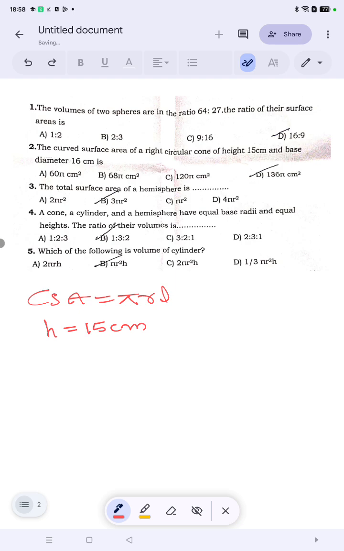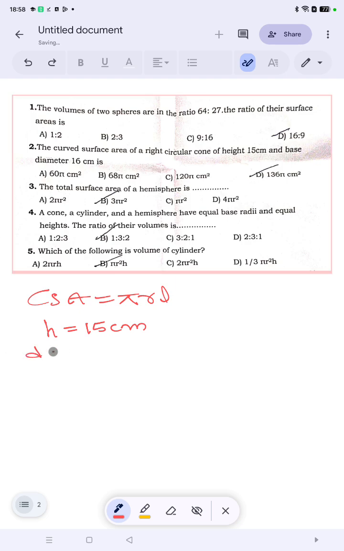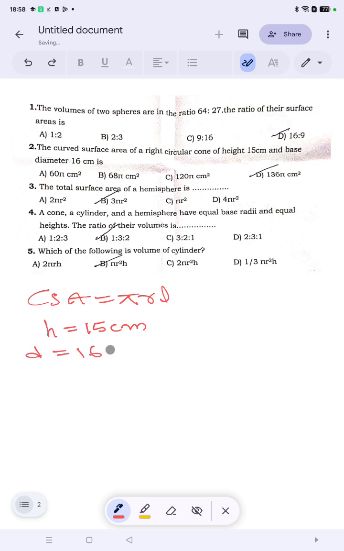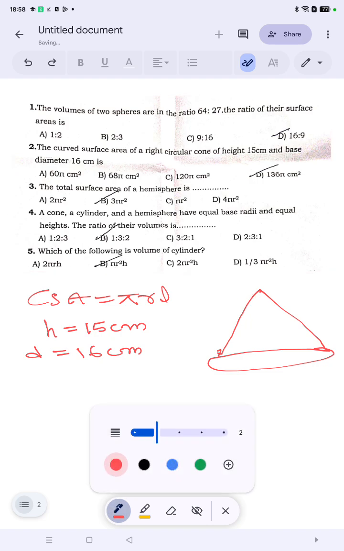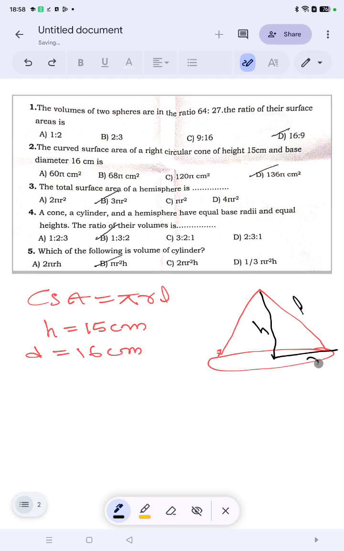And base diameter is given. What is the diameter? That is 16 centimeter. Now look at, when we are solving, look at the diagram how we are going to do curved surface area. This is our diagram. Okay, now look at, this is the height h, this is sliding height. Okay, from here to here it is r.